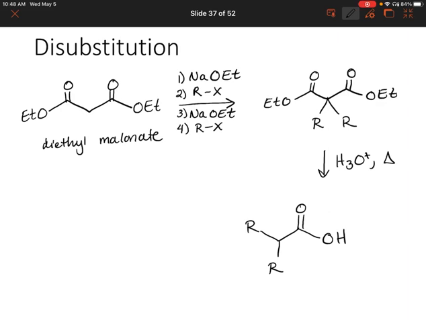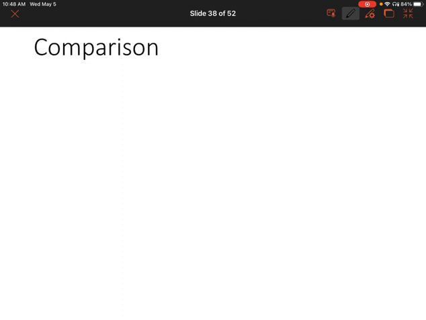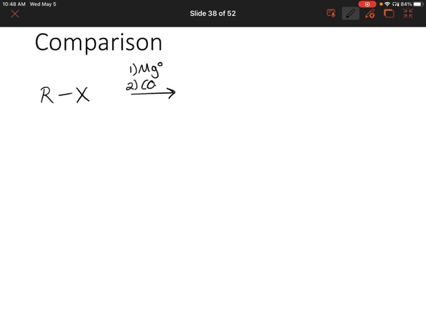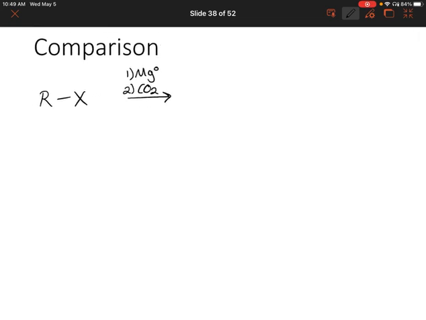Now you might be wondering, didn't we already talk about a reaction where we could turn an alkyl halide into a carboxylic acid? And you would be correct. Remember, back in our carboxylic acid chapter, we said that if you react an alkyl halide with magnesium to turn it into a Grignard reagent, then you could add CO2, carbon dioxide, and finally acid to turn your halogen into a carboxylic acid.